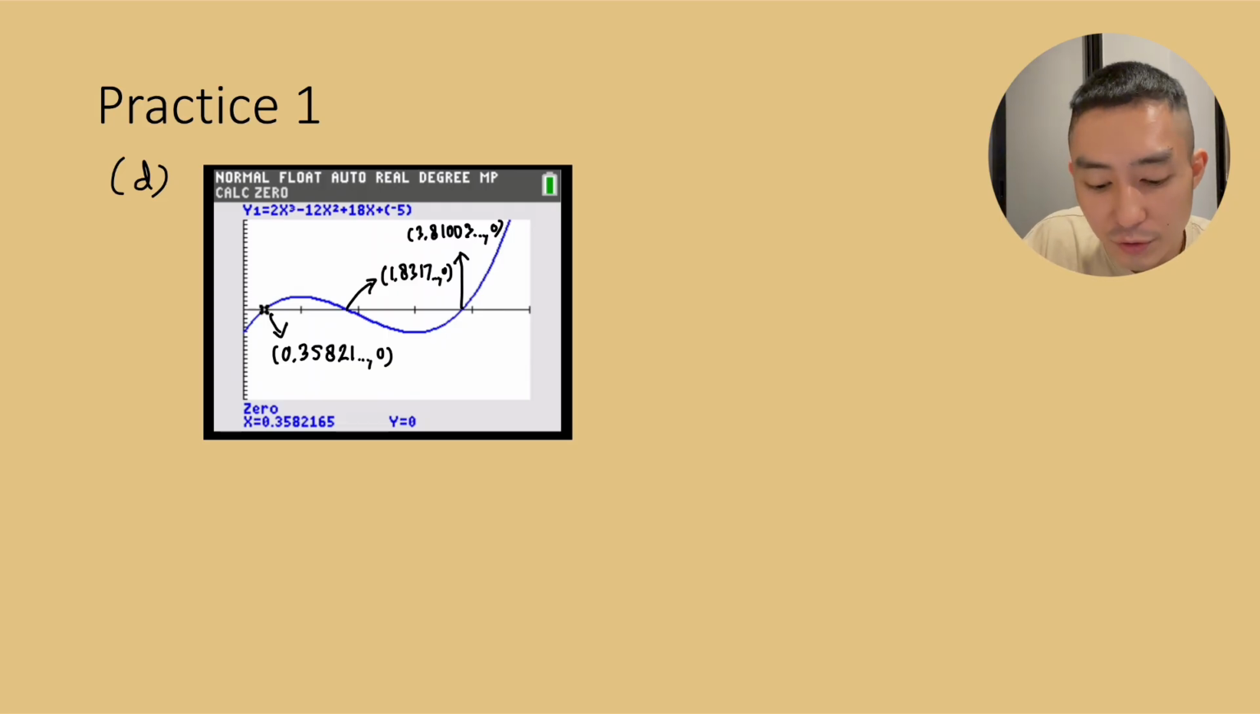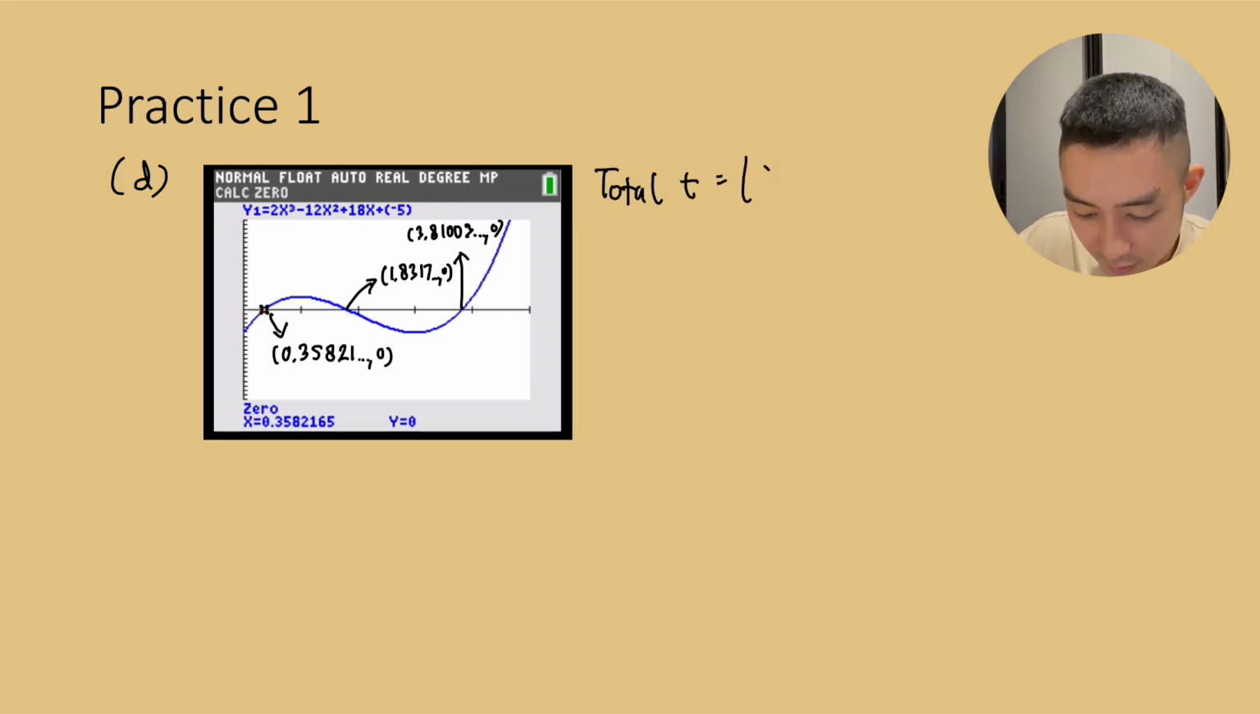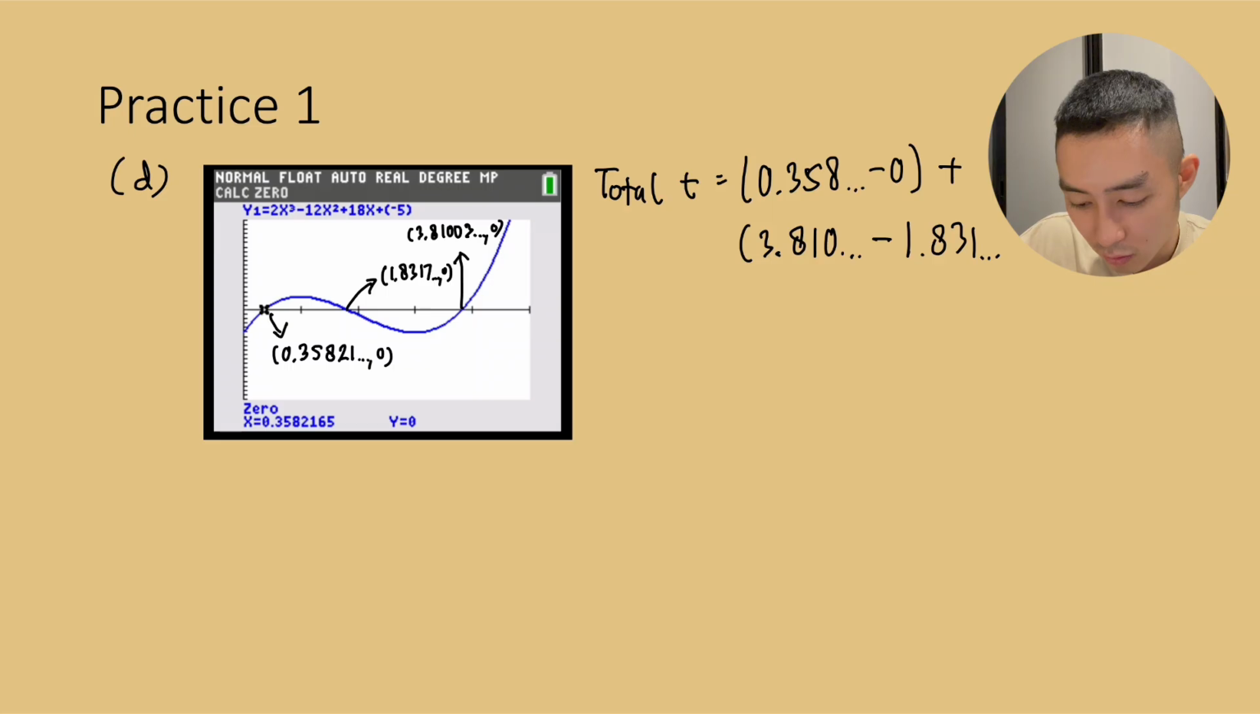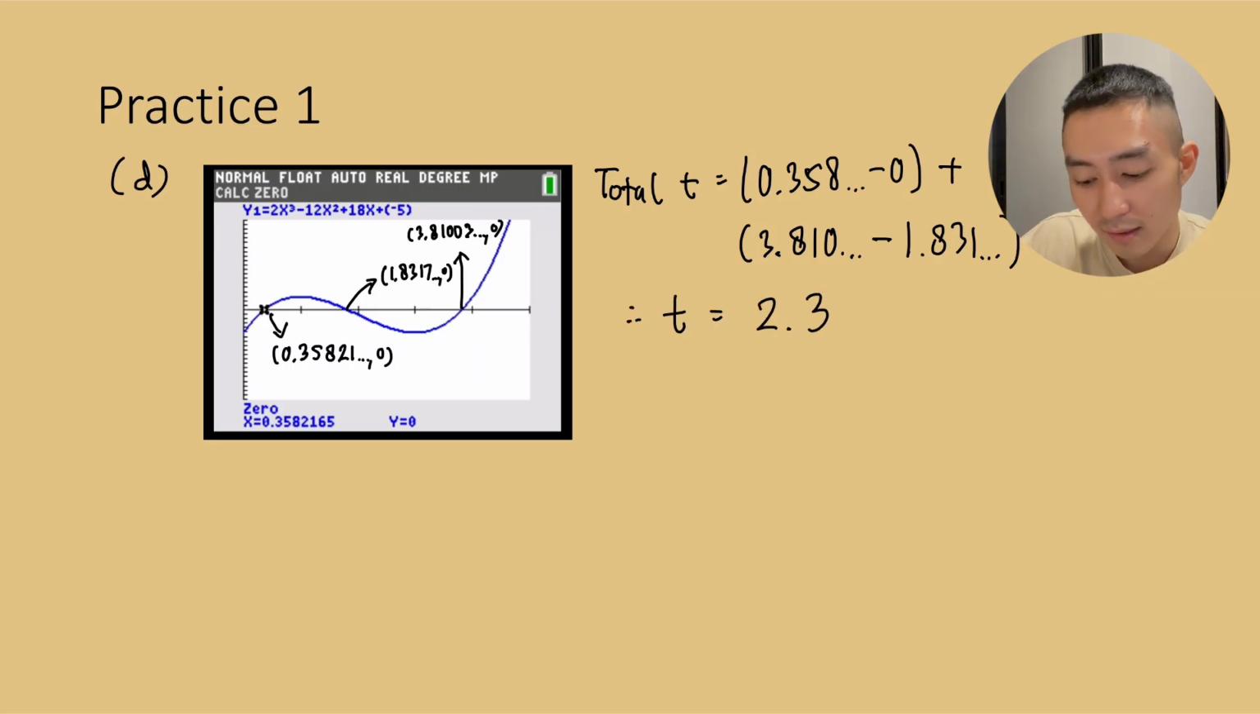So here what you need to do is you sketch them, and you find all the roots, and you find the total from here to here and here to here, in which the total time will be, first is 0.358... minus 0, and then you add 3.810... minus 1.831... So when you round that to 3SF, you'll get the total time in debt is 2.34 years.